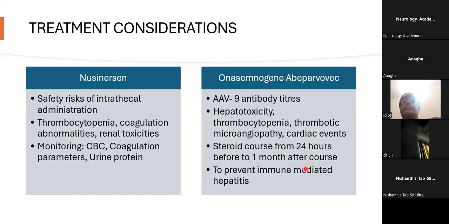So for the first month, from 24 hours to 1 month after the course of the therapy, the patient will have to be on oral steroids. Other side effects mentioned are thrombocytopenia, thrombotic microangiopathy, and cardiac events.